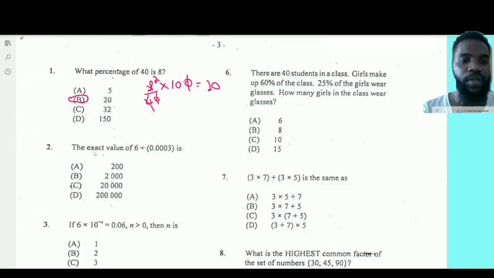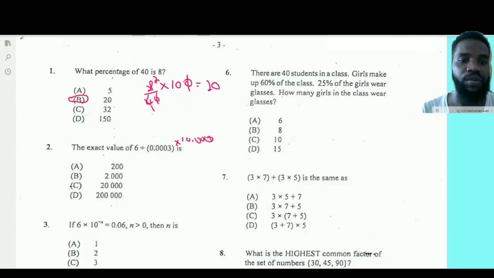Alright, question 2. Give the exact value of 6 divided by 0.0003. Now, of course, when dividing by decimals, you don't want a decimal inside of your divisor because that's going to make things difficult. So we need to get rid of this decimal from my divisor. So I'm going to need to move 1, 2, 3, 4. In other words, in order to move 4 places legally, I would have to multiply this by 10,000. 1 zero for every move.